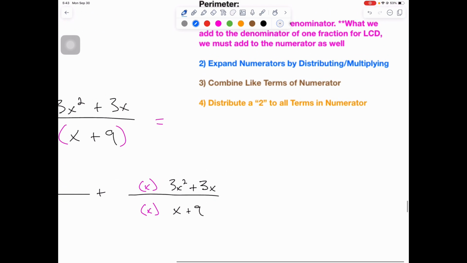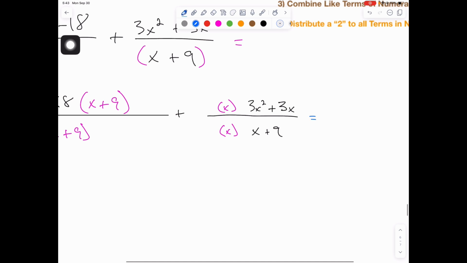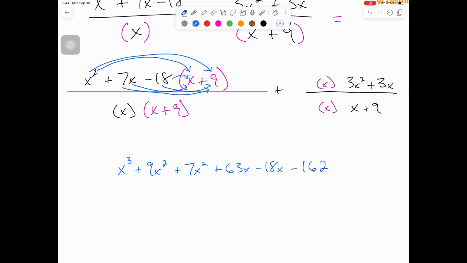Step 2, expand numerators by distributing, which is just our multiplication. Let's go ahead and do that. x squared times x gives us x cubed. x squared times 9 gives us 9x squared. 7x times x will give us 7x squared. 7x times 9 will give us 63x. Negative 18 times x will give us negative 18x. And negative 18 times 9 will give us negative 162.